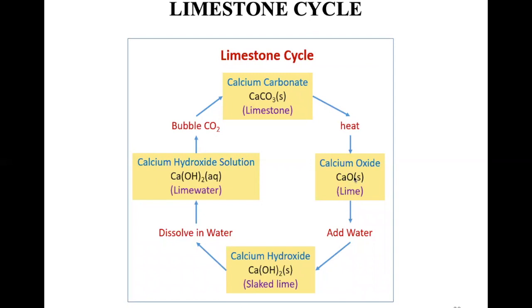So when CaO is soaked in water, it will give slaked lime. The formula of slaked lime is calcium hydroxide. So when you put this calcium hydroxide on the wall, what will happen?